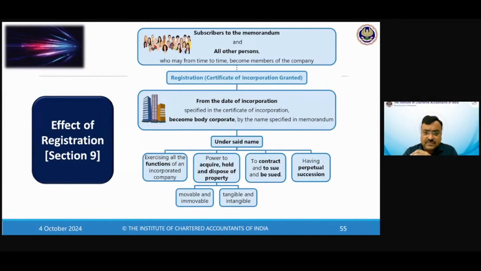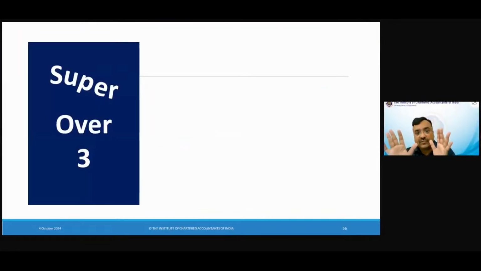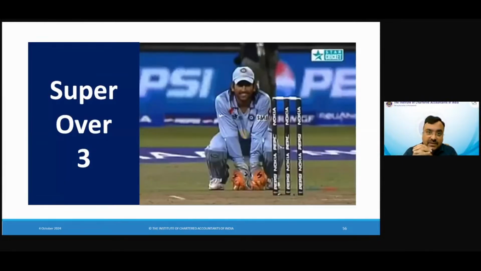the certificate of incorporation. And under said name, company can exercise all the functions of an incorporated company. It has a power to acquire, hold or dispose of property, whether movable, immovable, tangible or intangible. The company can contract and sue and be sued, and company will have perpetual succession. Right? So this was from myself today's session before third super over, and this is the last super over. If there are any query, you can ask, then we will come to the super over 3.